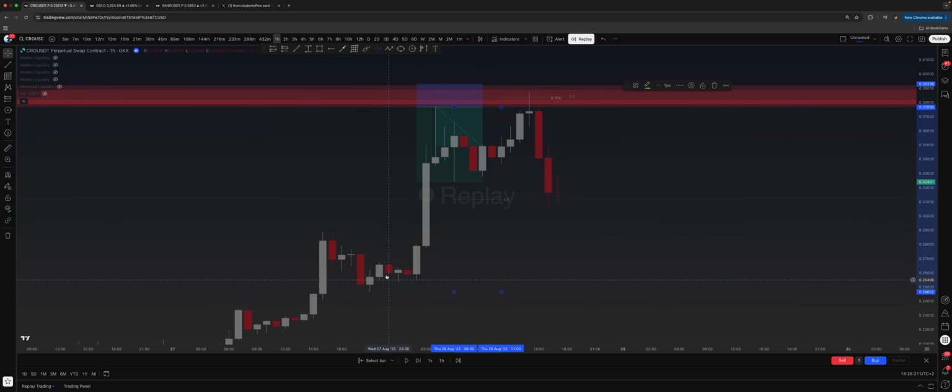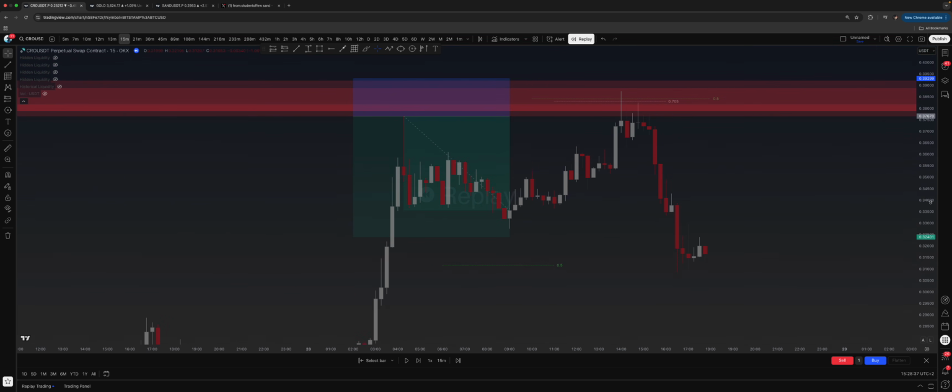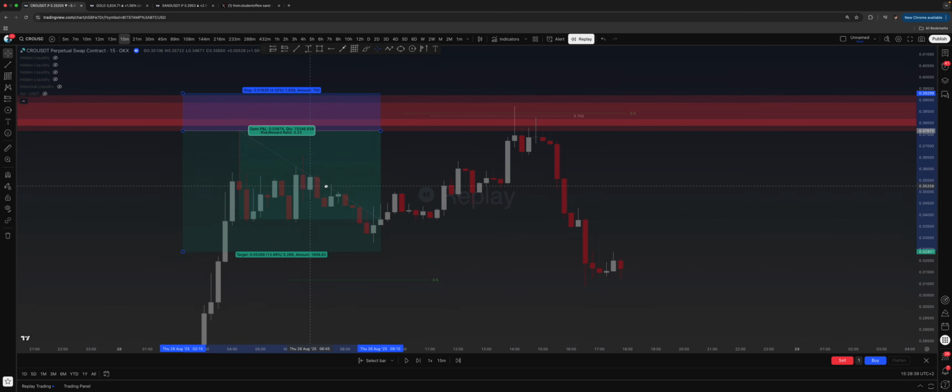This 0.5 I got from this swing low and this swing high here, you get the 0.5, but as you can see, we didn't even touch it, and we retested the level, and that's where I got in. So I want to show you exactly what my entry was and my reasoning behind it.